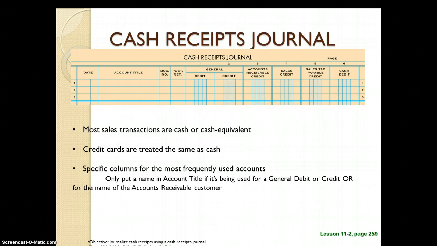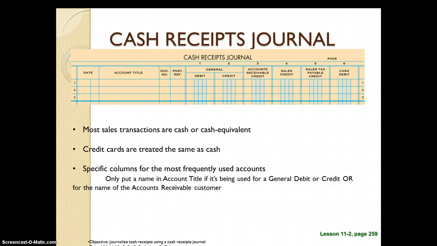We have sales tax payable credit because sales tax payable is a liability, and anytime we have a sale, we also have a sales tax with it. So we have to pay that money to the government. And lastly, we have the cash debit column, which means anytime we're receiving cash, we're debiting cash. Since this is the cash receipts journal, every transaction should have an amount in the cash debit column.